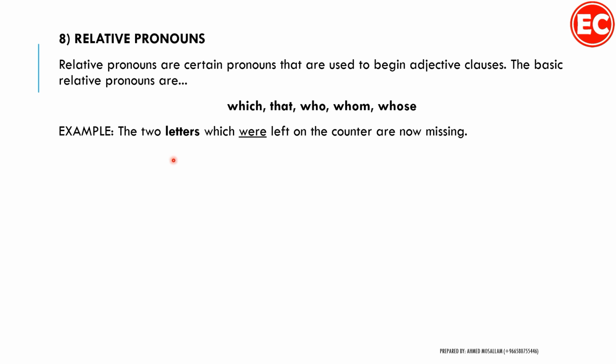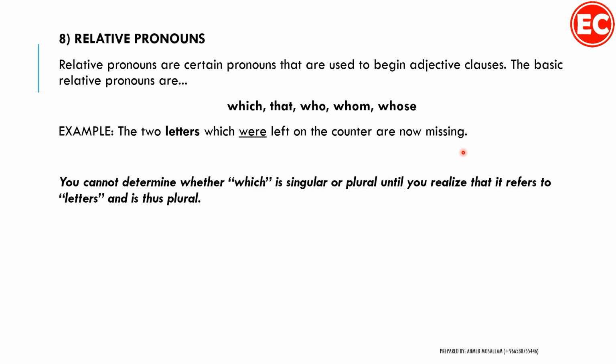But my question for you: the letters is a subject here. Where is the verb for this word? It's not where. Where is the verb for which? Where is the verb for the two letters? Yeah, you can see it's here. Are now missing. So the part in the middle, because it's essential, we keep it here. So the sentence should be the two letters are now missing. Which letters? The ones that were left on the count.